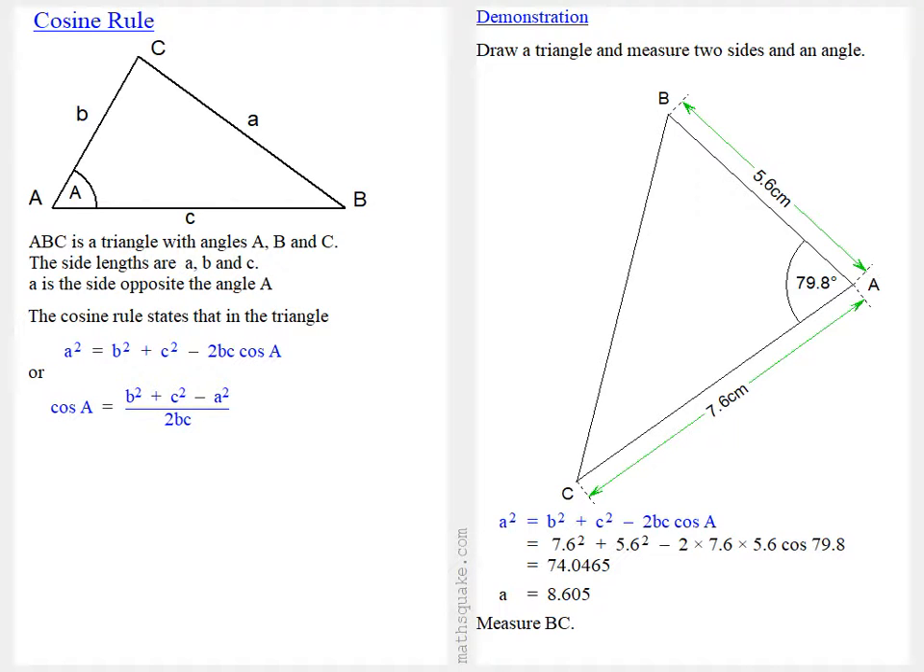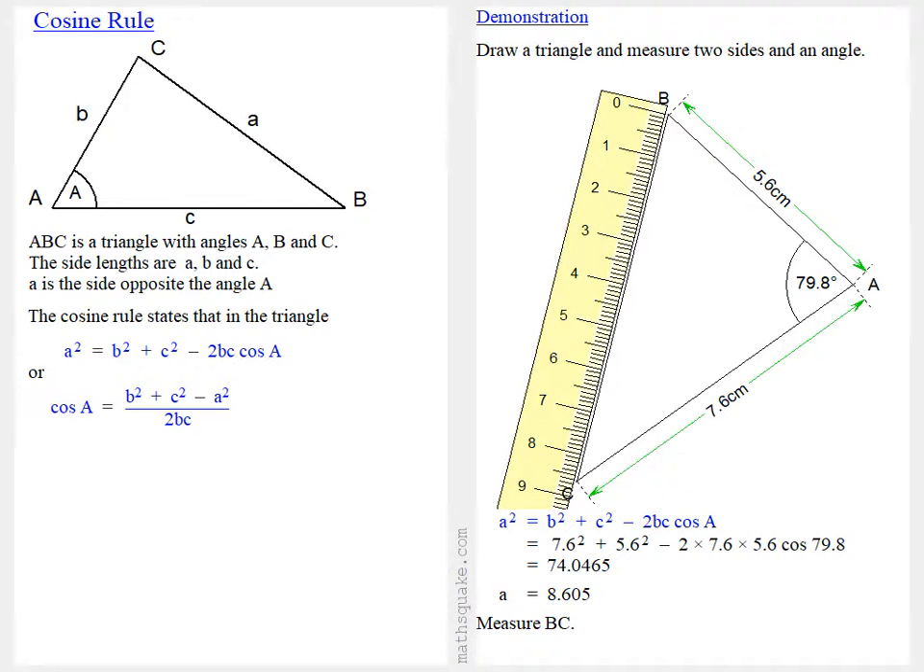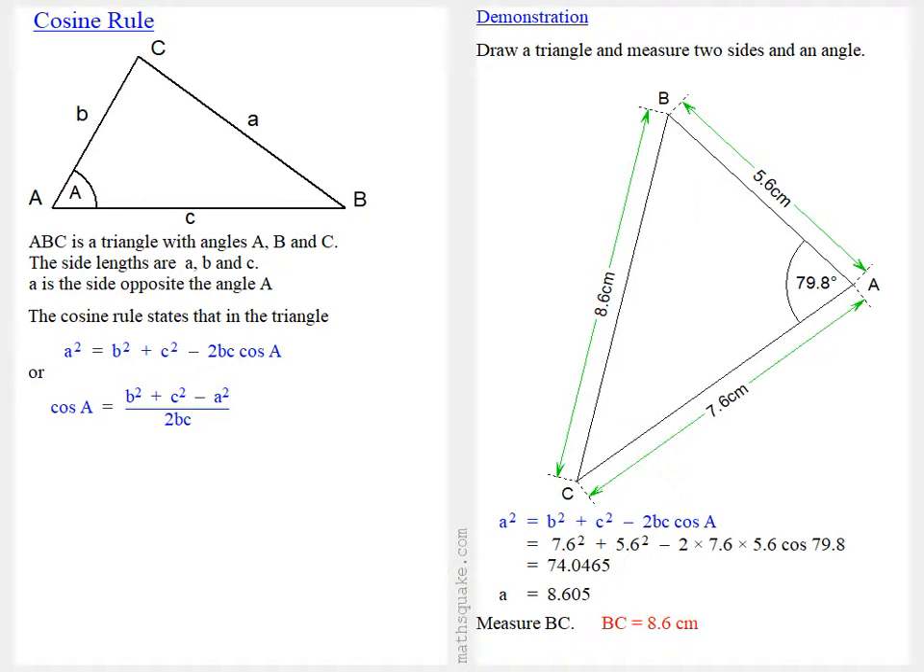Now if we measure the side BC, we can see that the length seems to be about 8.6 centimetres. So the calculated answer and the measured answer both lie within the limits of our accuracy.